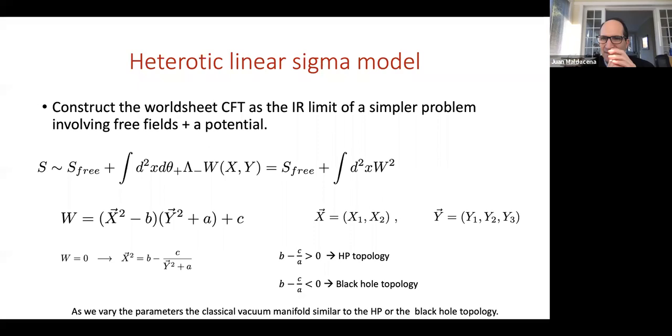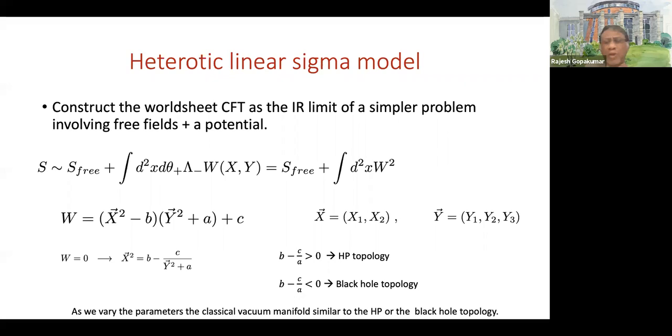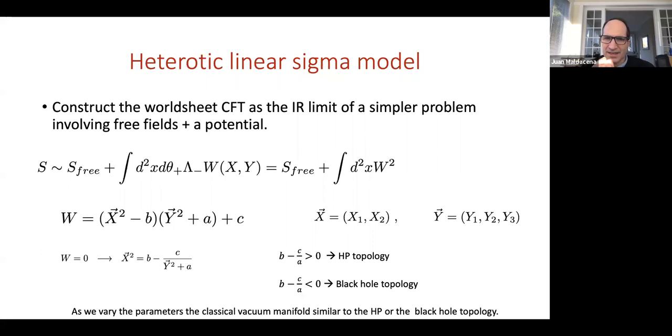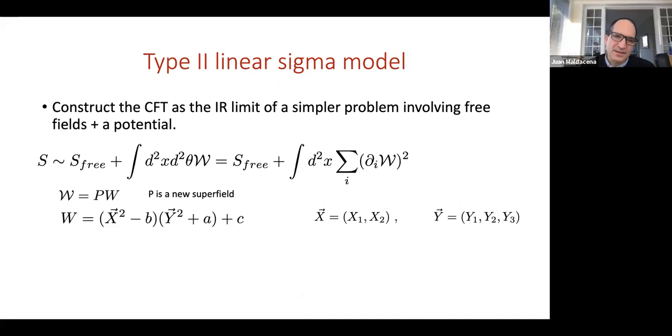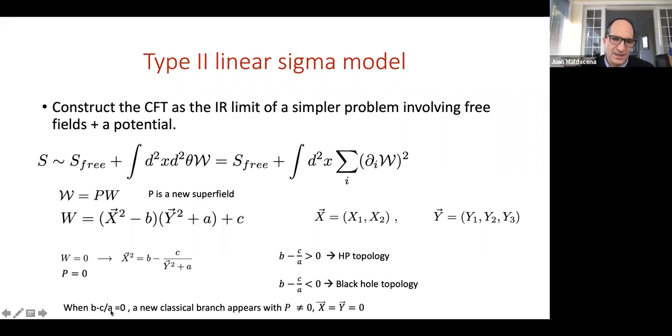Right. But couldn't you have considered a non-chiral version with the same superpotential? Yes, I'm going to get to that in the next slide. That would be like the type 2 situation. There the difference is that when you consider the non-chiral version, in order to have the same construction, you need to introduce an extra bosonic field P, okay? Then you can have the vacuum where W is zero and P is zero, and we have the same story as before. But now, when this is zero, there is a new classical branch that appears when X and Y are zero and P can be non-zero, okay?